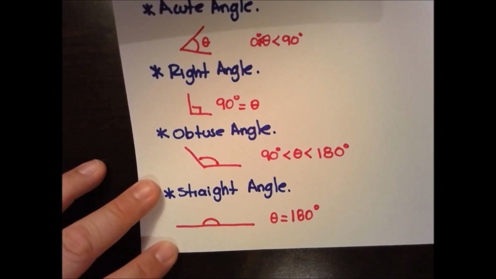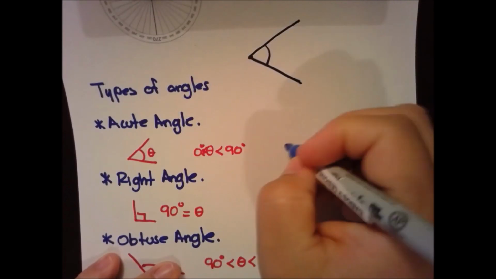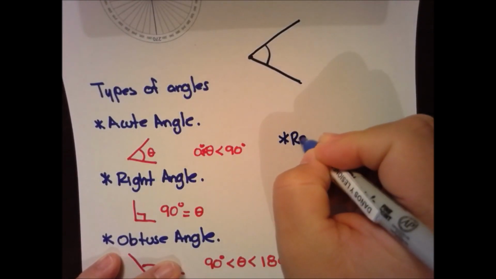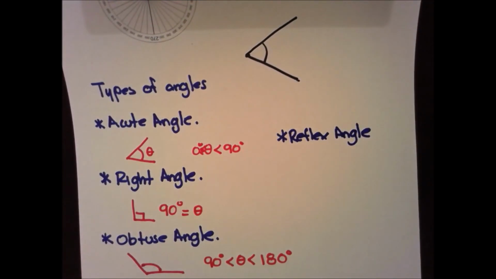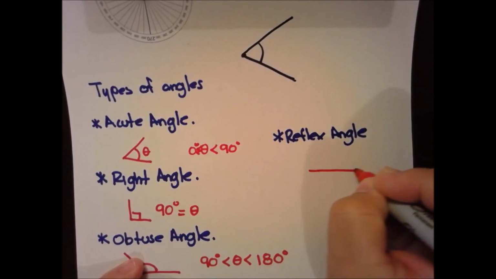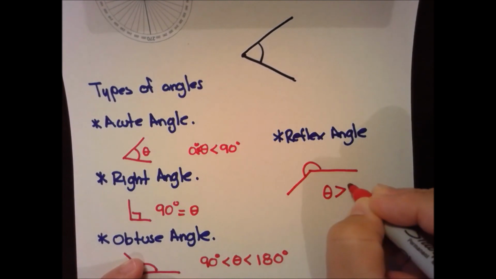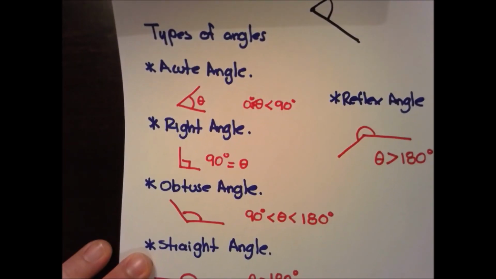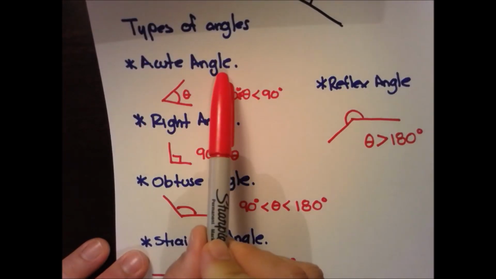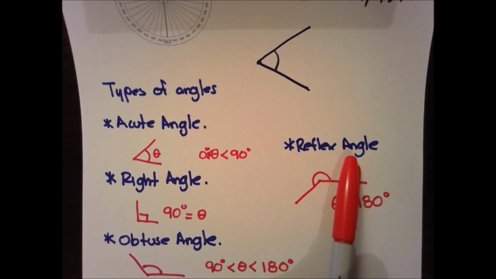And finally, we're going to see another angle that is called the reflex angle. Let's write over here. We're going to have the reflex angle, and the reflex angle is an angle that is more than 180 degrees. So here we have the different types of angles: acute angle, right angle, obtuse angle, straight angle, and reflex angle.